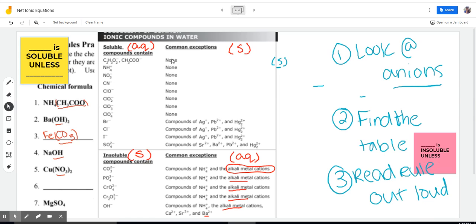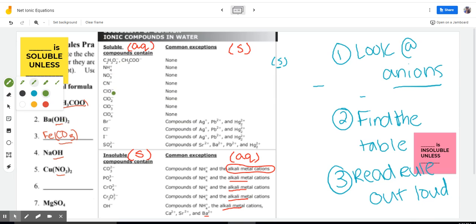What that tells you is that anytime you see acetate, that's always going to be soluble. So let's go ahead and label that as being a soluble compound. Okay, I'm going to change my color here. Next one we have this OH.